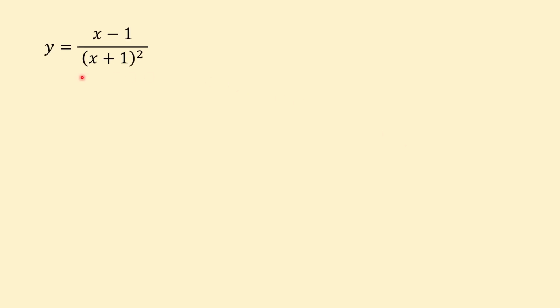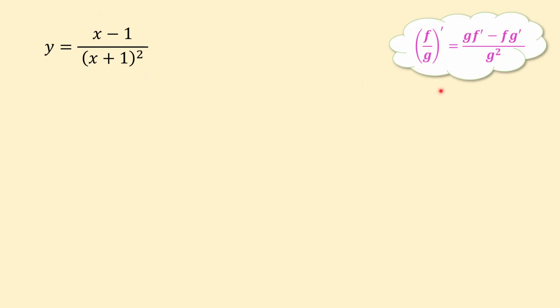Another example. We are asked to find the derivative of the function y equals x minus 1 over x plus 1 squared. To find the derivative of this function, we have to use the quotient rule. Let me remind you the quotient rule. f over g prime, the derivative of the quotient of two functions f and g, equals g, the bottom function, times the derivative of the top function, minus the top times the derivative of the bottom function, over bottom squared.